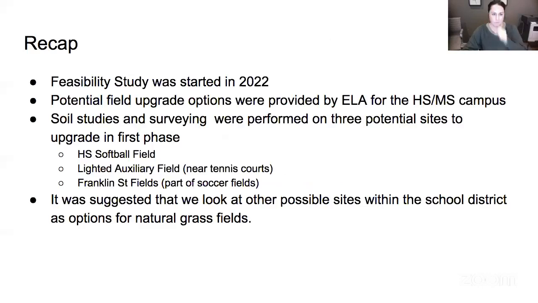So just to recap, we started to look at the athletic field improvements back in 2022, and we were provided with some options from ELA for the high school and middle school campus. Soil studies were then conducted and surveying was performed on these 3 sites to look at upgrades: the high school softball field, the lighted auxiliary field, which is near the tennis courts and cafeteria, and Franklin Street fields, which is current soccer fields and adjacent to Franklin Street. It was suggested that we look at other possible sites within the school district as options for natural grass fields as well.